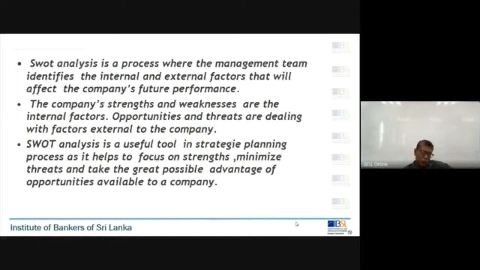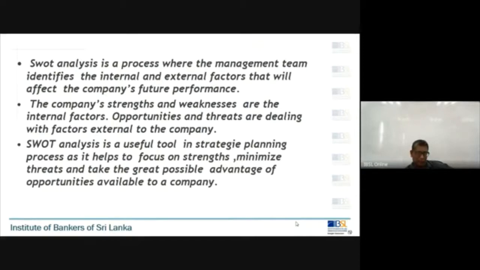Right. Now, you know the SWOT analysis is a process where the management team identifies internal and external factors that will affect the company's future performance. Strengths and weaknesses we call internal factors. What are the things your organization is good at when compared with your competitors? Opportunities and threats we call external factors, which have an impact on your business operation, which are influenced by outside factors.